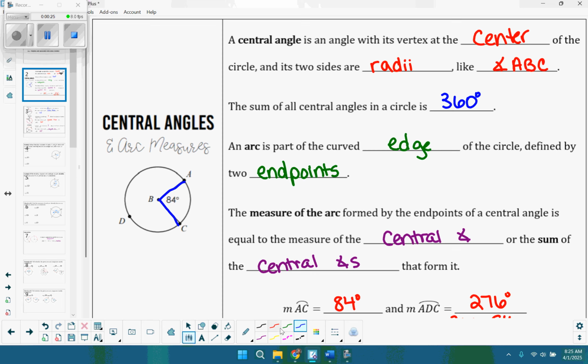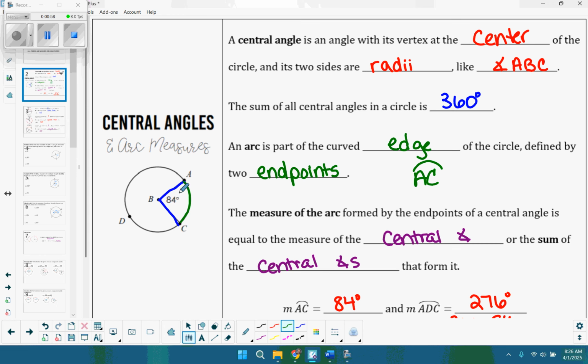The arc is the edge of the circle that's curved, defined by two endpoints. So between A and C, that would be arc AC, and we use a curve above it to show that it was an arc as opposed to a segment. The measure of the arc formed by those endpoints of a central angle is equal to the measure of the central angle or the sum of the central angles that form it. So in this picture, angle ABC was 84 degrees, so arc AC is 84 degrees. So we show that like this: measure of arc AC is 84 degrees.